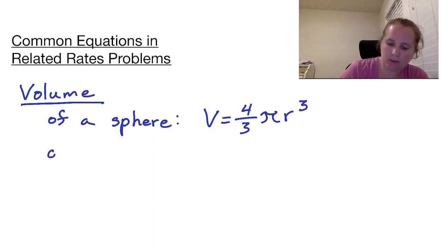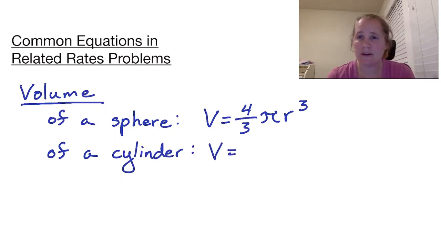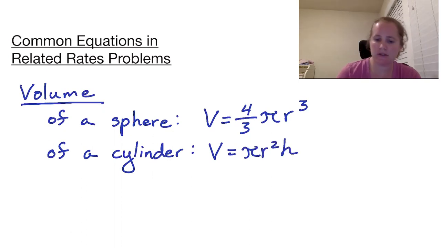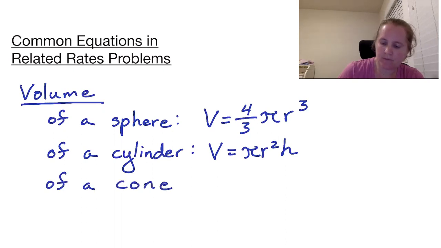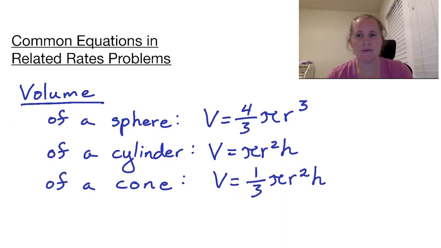We have volume of a cylinder. Volume is equal to the area of the base, pi r squared, times h. Volume of a cone: we are looking at volume is equal to 1/3 pi r squared h. Again, where pi r squared is the area of the base of the cone.